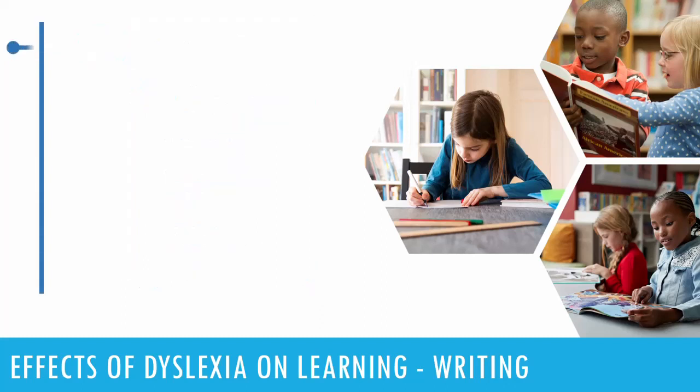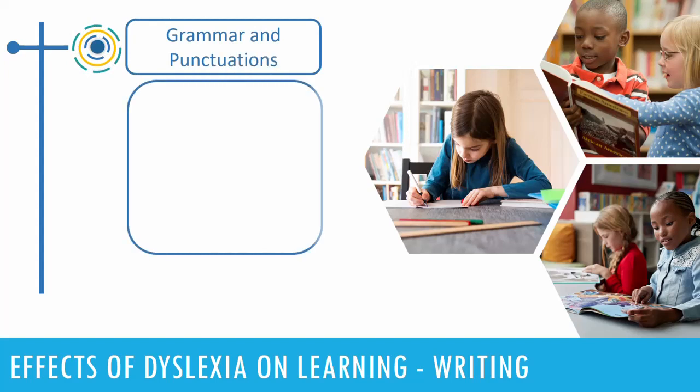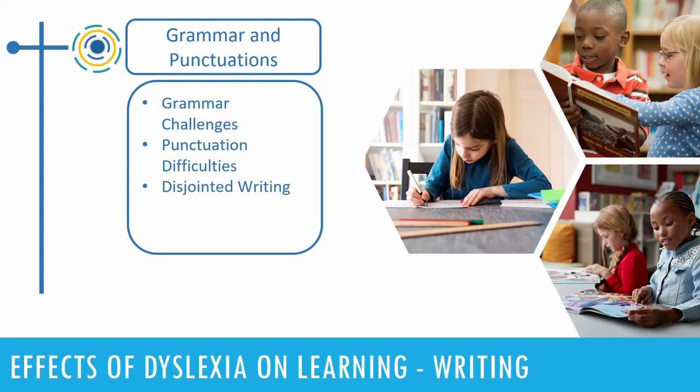Grammar and punctuation. Students with dyslexia may find it challenging to remember and apply grammar and punctuation rules due to their focus on the more fundamental aspects of writing, like spelling and forming letters. These difficulties can make their writing seem disjointed or immature. To support these students, it's helpful to provide clear, concise explanations of grammar rules, use visual aids or color coding to highlight different parts of speech, and give students opportunities to edit and revise their work in a supportive environment.